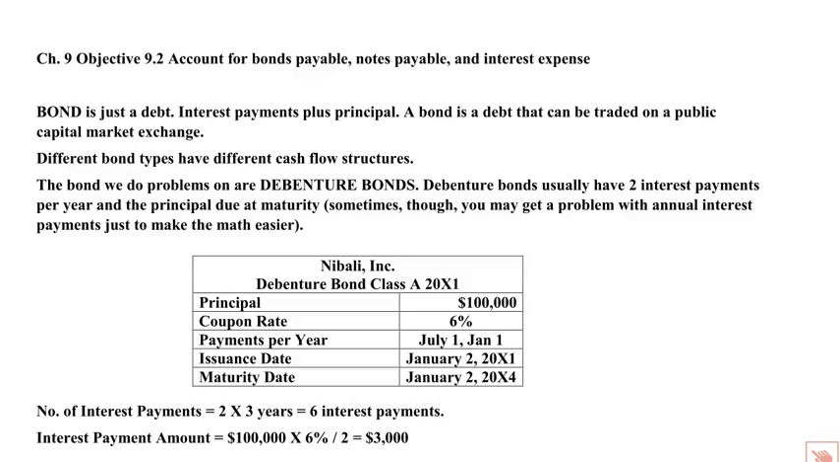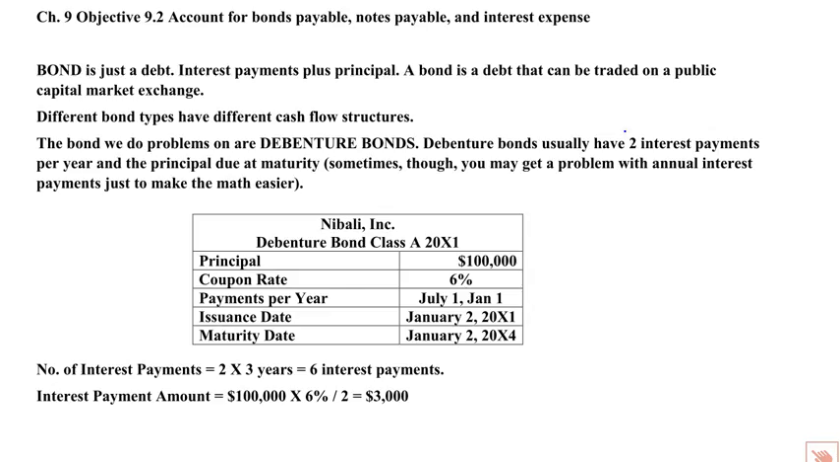All right, we're in Chapter 9 on Objective 9.2, accounting for bonds payable, notes payable, and interest. We're really just going to focus on the bonds. All right, now a bond, at its core, it's just a debt.